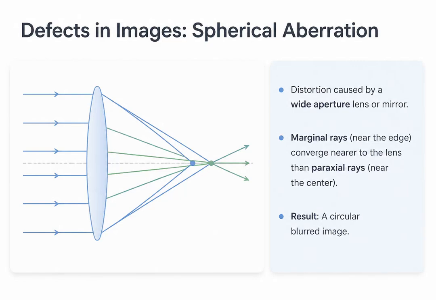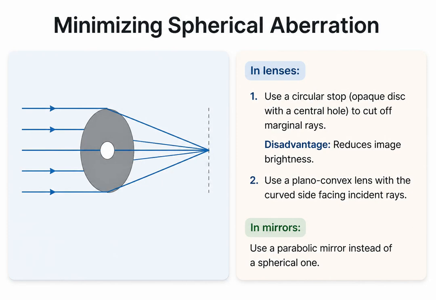The second major defect is spherical aberration. In a lens with a wide aperture, light rays hitting the outer edges, called marginal rays, are bent more strongly than the paraxial rays near the center. Because they don't all converge at the same point, the resulting image is blurred and out of focus, even if the light is monochromatic. How do we minimize spherical aberration?